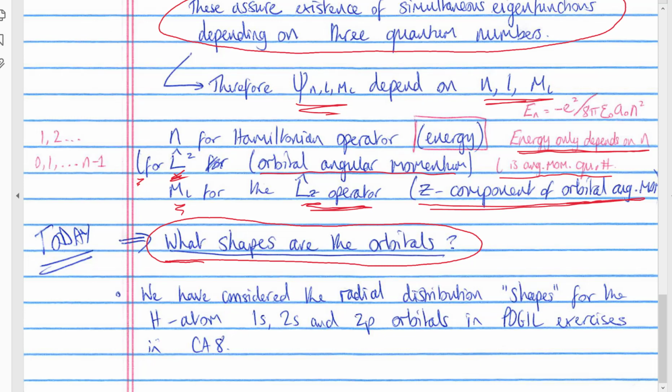So that's going to be our quest today, to answer the question, what shapes are the orbitals. We've already considered in week 11 the radial distribution shapes for the H atom, at least in the 1s, 2s and 2p orbital, and also in the Pogel exercises for chemical activity 8 that you've covered. So let's dive in on the next video.